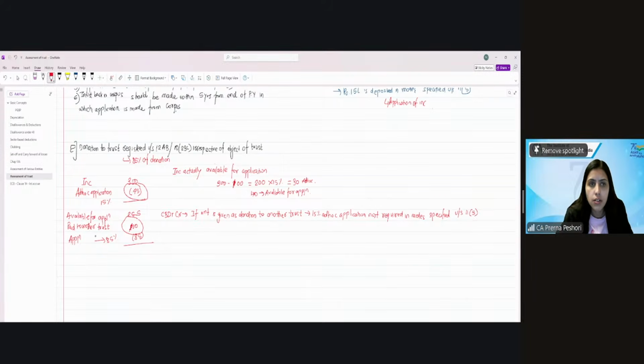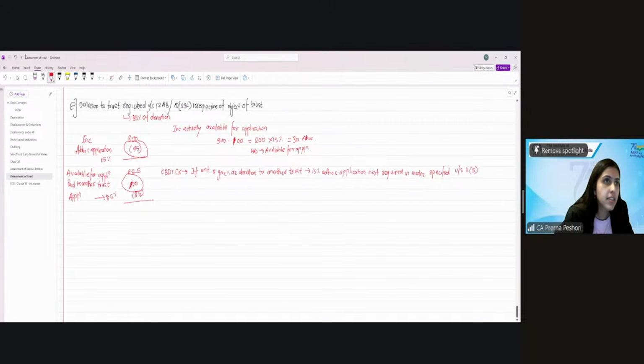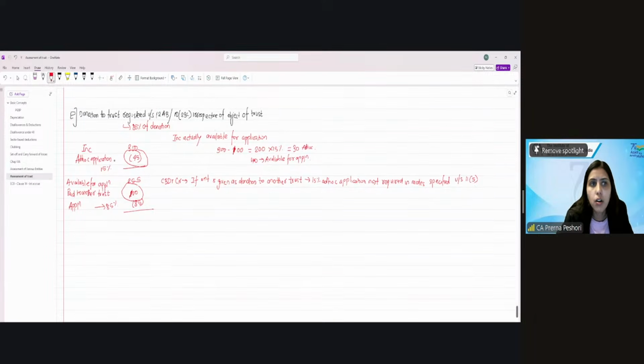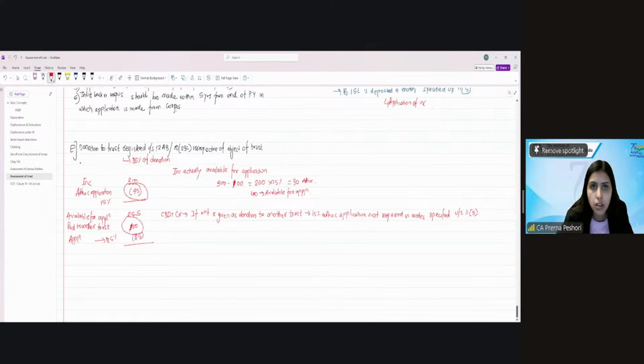Yes or no? Okay. Next is what is not allowed or what is not considered as application. So as I said, donation to another trust is eligible for application up to 85%. However, any amount paid towards the corpus of another trust is not considered as application. So any amount paid to the corpus of another trust is not considered as the application.